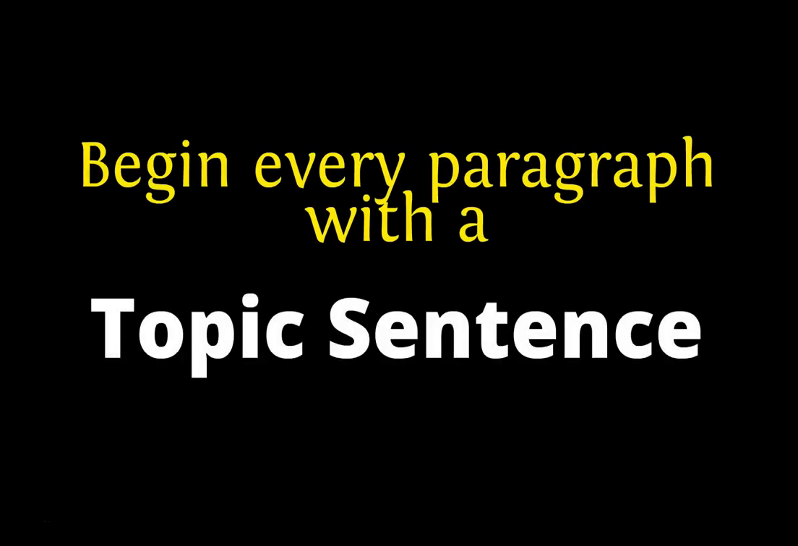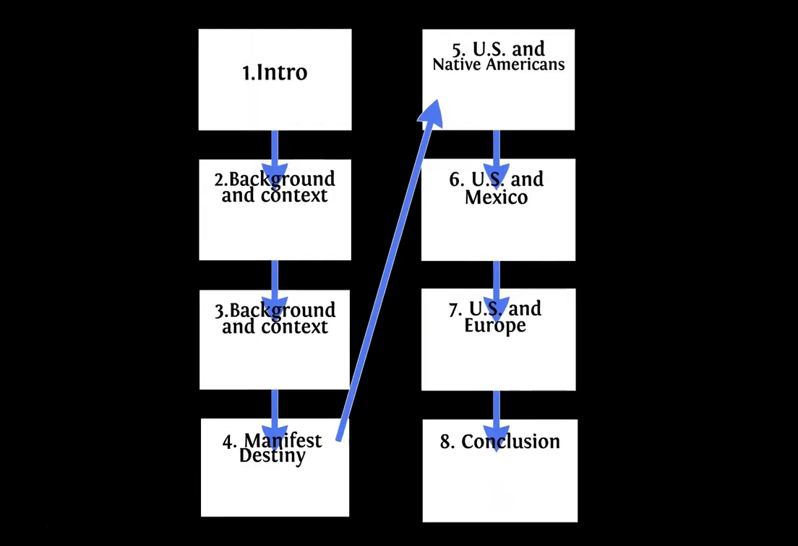Begin every paragraph with a topic sentence. A topic sentence is the main point of that paragraph. It's like a mini thesis in support of the larger argument. Once you have your outline, the topic sentences should emerge from that. Let's take the example that we've been following and convert our outline headings into topic sentences.